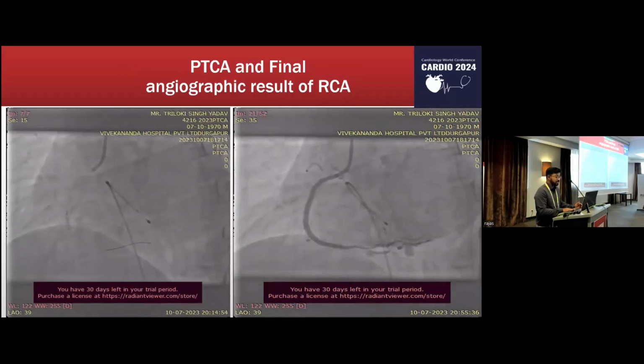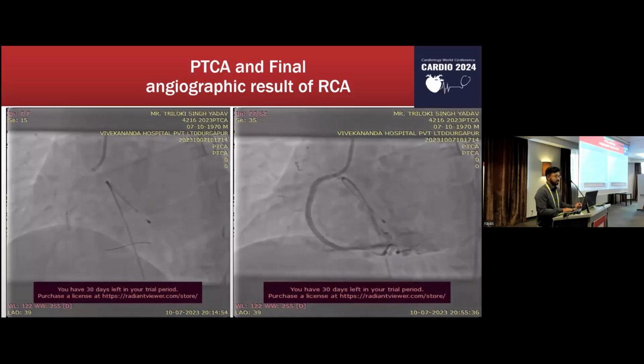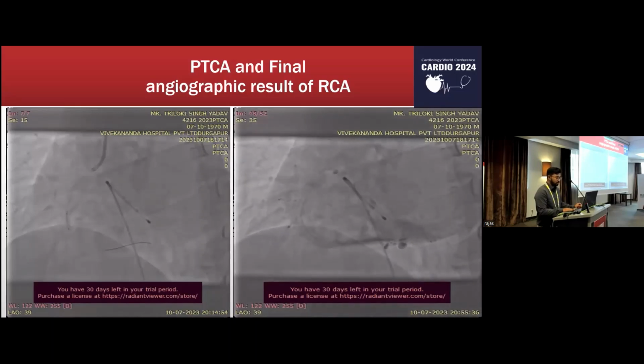So this is the final result of my right coronary artery. You can see the TIMI 3 flow, which was a 100% highly calcified occluded vessel, now having TIMI 3 flow.